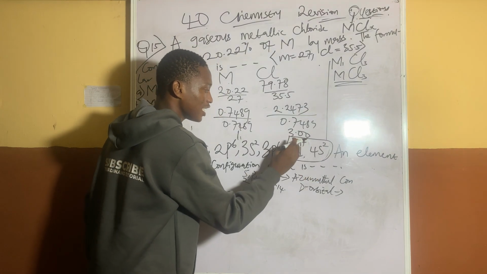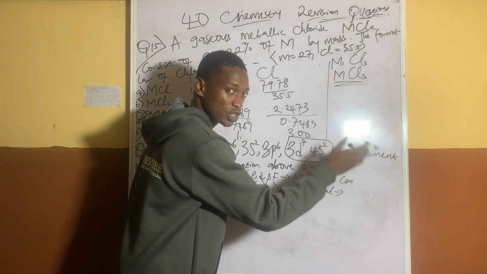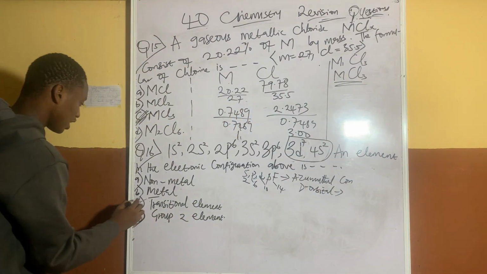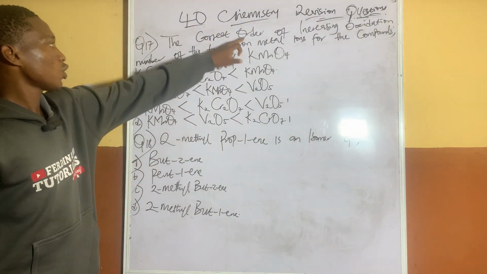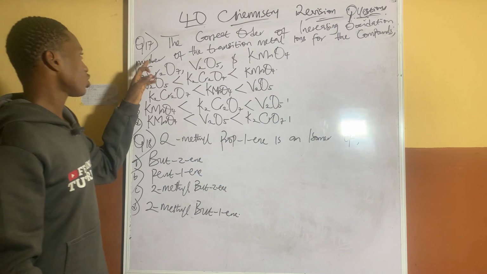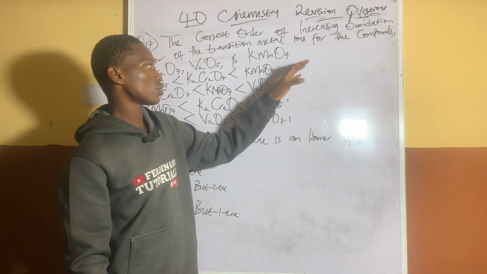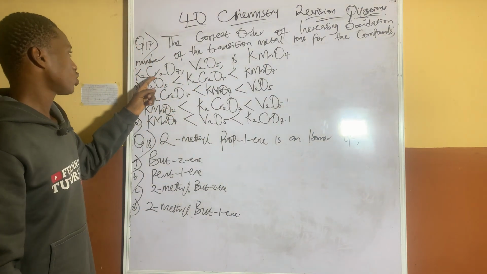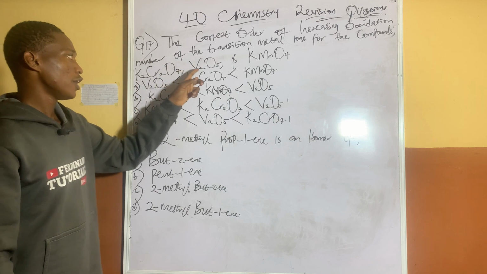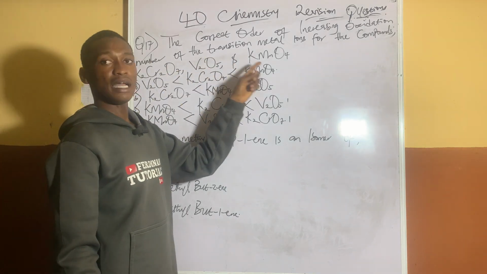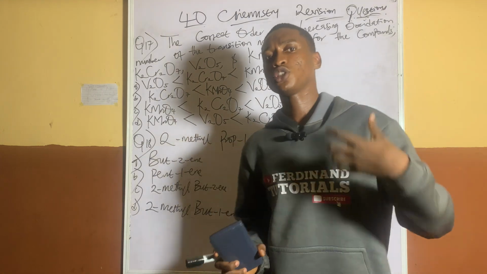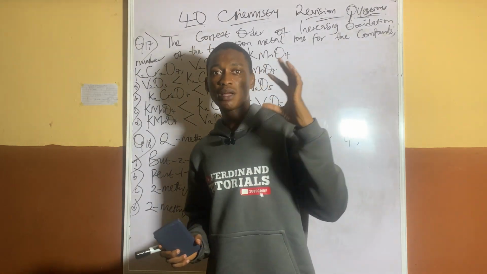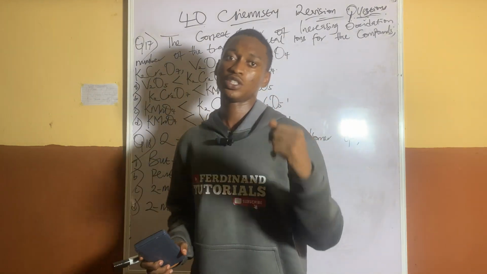So instead of adding D9, we'll just move on and add 4s2. I want you to understand that the answer is C, transition element. The question says: the correct order of increasing oxidation number of the transition metal ions for the compounds K2Cr2O7, V2O5, KMnO4. That means in each of these compounds there are transition metals. Remember, in the other question, I mentioned transition elements or transition metals.